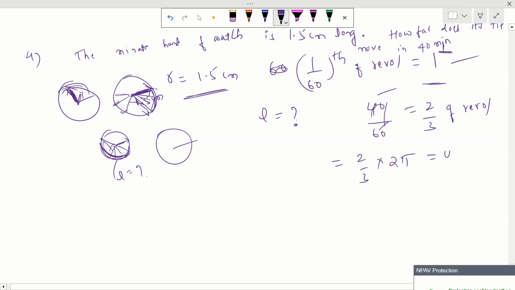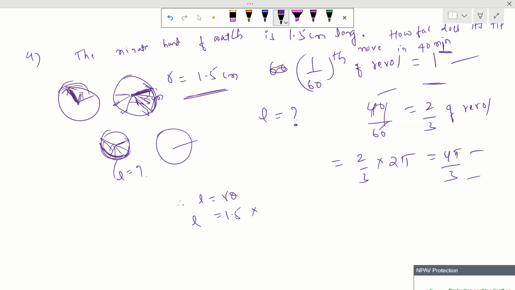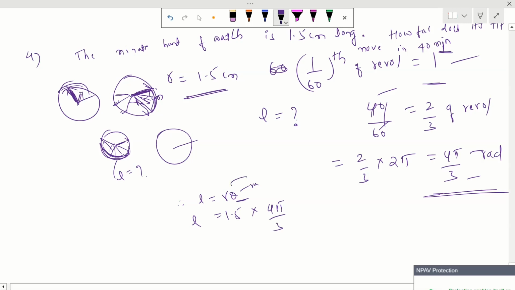Now this becomes 4 pi divided by 3. Now we know that L is equal to r theta. So r is 1.5 centimeter, and theta is 4 pi by 3. It is in radian, because here we have to express in radian. In this formula we have to take theta in radian. If suppose degree is given, then we have to convert it to radian, because here we have to take radian only. It is 4 pi by 3.